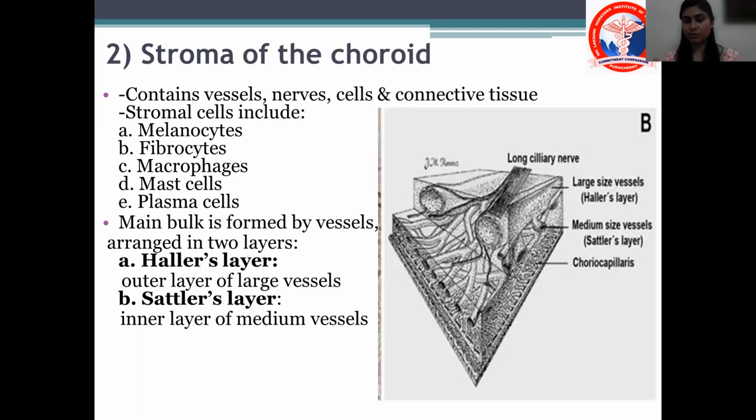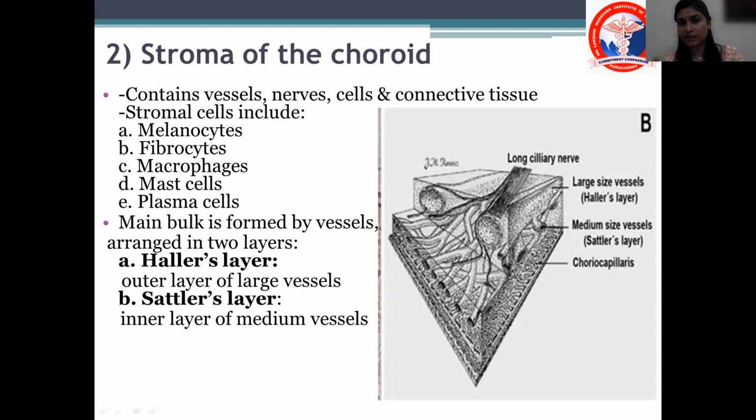The stroma of the choroid contains the vessels, nerves, cells, and connective tissue. The cells include melanocytes, fibroblasts, mast cells, and plasma cells, but the main bulk is formed by the vessels, which are arranged in 2 layers. The outer layer of the larger vessels is called Haller's layer, and the inner layer of medium vessels is called Sattler's layer.